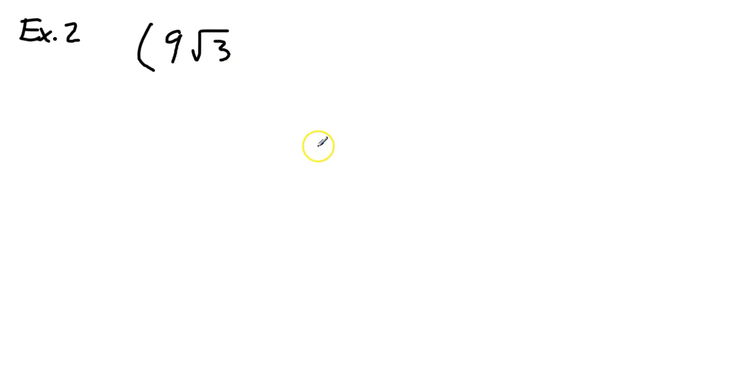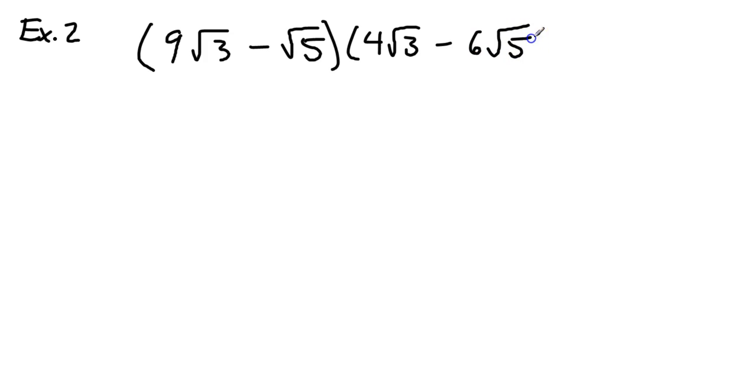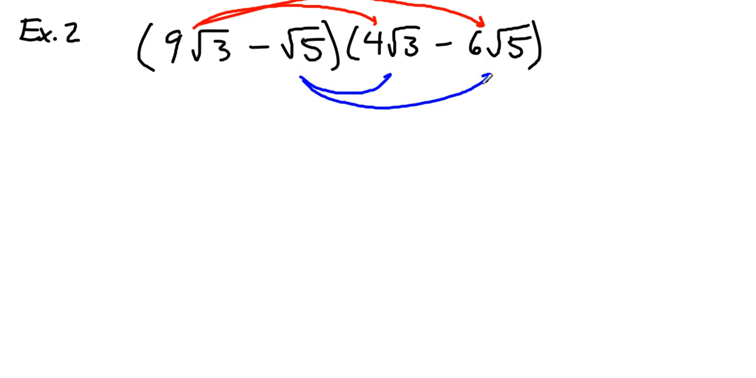Let's go: 9 square root of 3 minus square root of 5 and 4 square root of 3 minus 6 square root of 5. Okay, so we're going to do 9 times square root of 3 times both of the numbers back here. For that one, we've got 9 times 4 for 36. You do have 3 times 3 for 9. 9 times 6 for 54. And then 3 times 5 for 15.